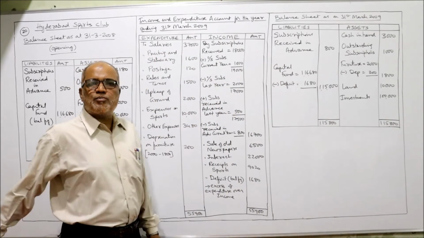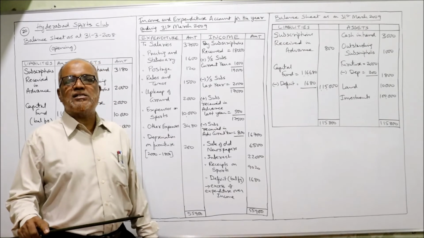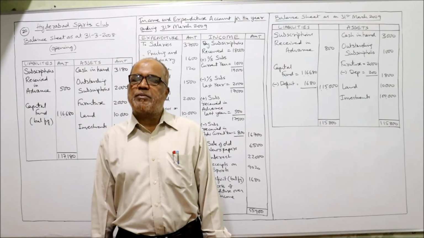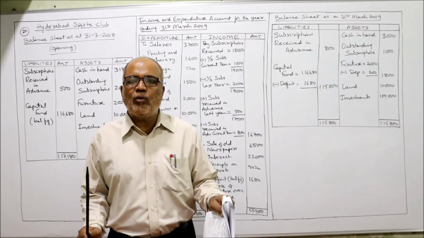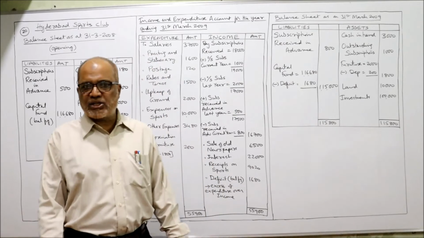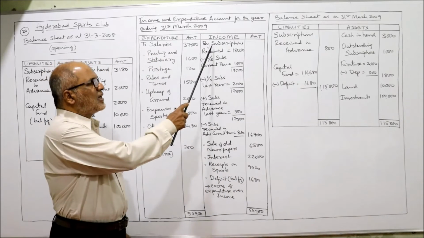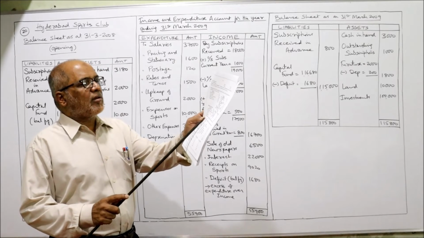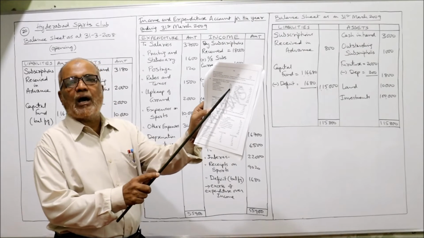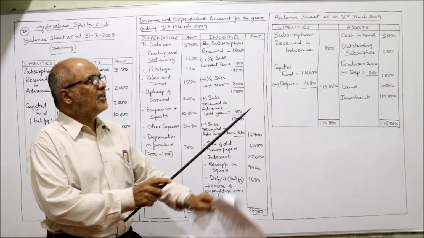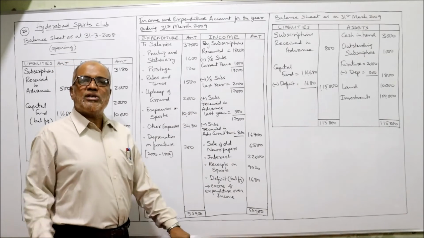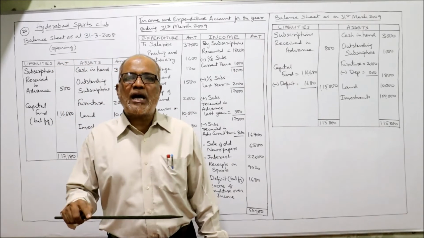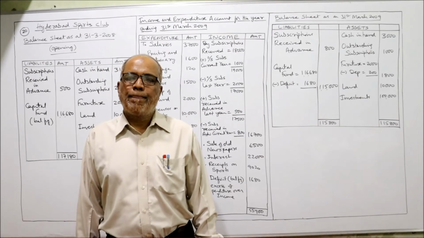While making this income and expenditure account, we take current year's income and current year's expenditure. Only revenue incomes and revenue expenditure. So first of all, income side. Subscription received is given 18,000. To this 18,000 we have to add outstanding and received in advance.